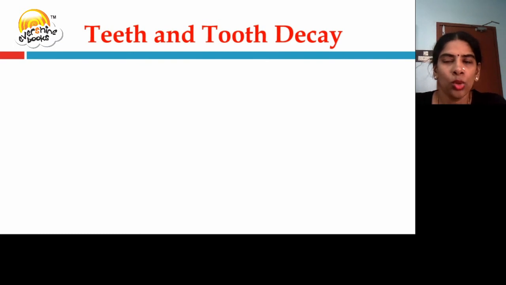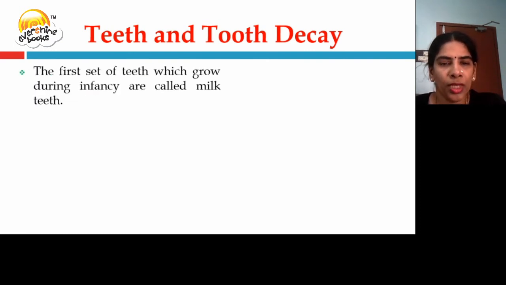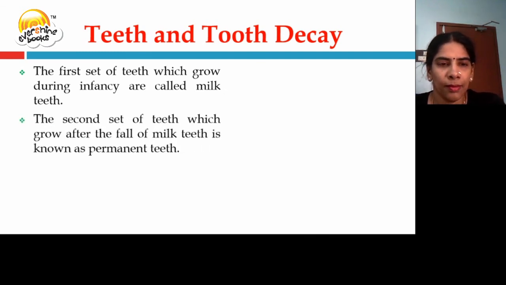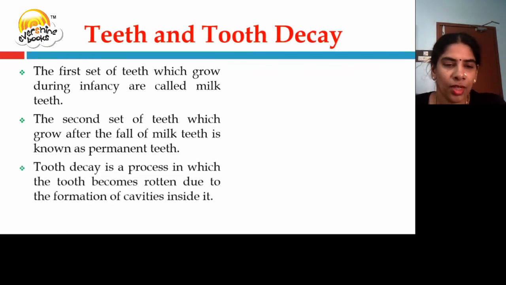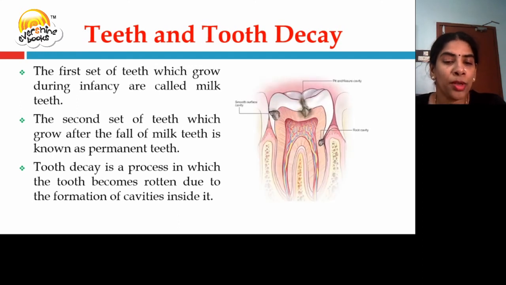Let us see how tooth decay takes place. The first set of teeth which grow during infancy are called milk teeth. The second set of teeth which grows after the fall of the milk teeth is known as permanent teeth. Tooth decay is a process in which the tooth becomes rotten due to the formation of a cavity inside it. We already know that when you eat too many sweets, our teeth decay. We call these cavities.